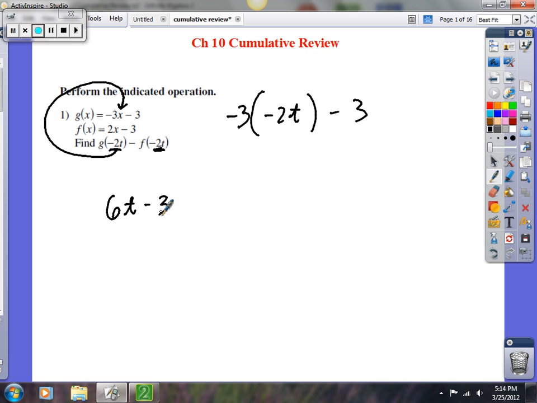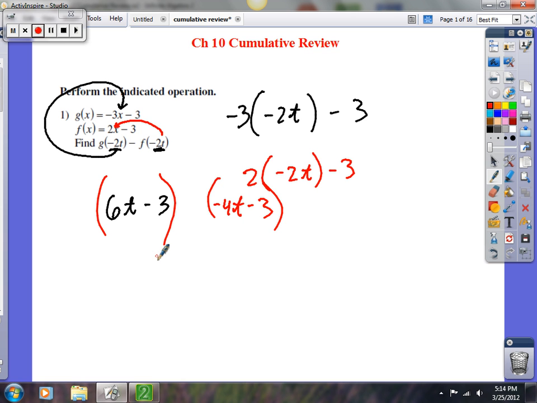minus 3. And then if we plug into f of x, this right here, f of x is 2 times whatever you plug in minus 3. So they're almost the same thing. When you multiply negative 2t by 2, you're going to get a negative 4t minus 3. So in the red we've got f of x, and in the black you've got g of x, and you're going to take these two answers and subtract them.